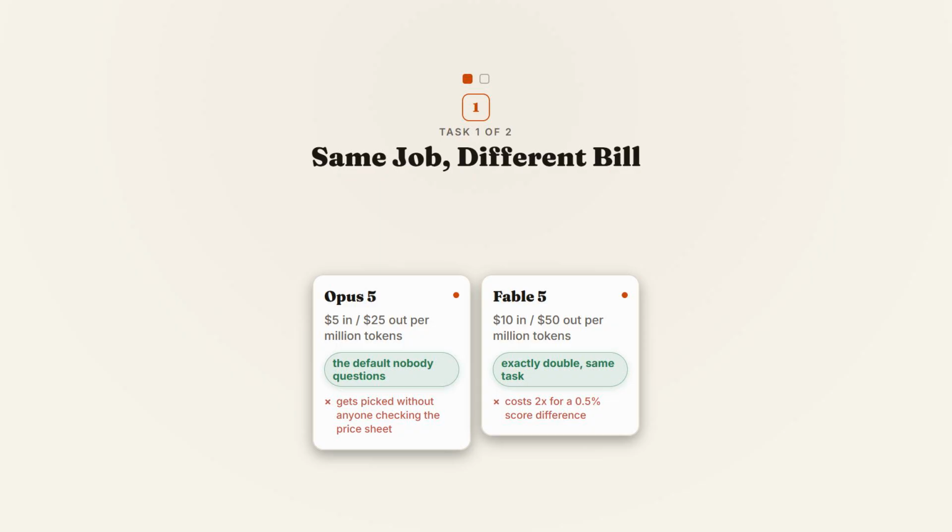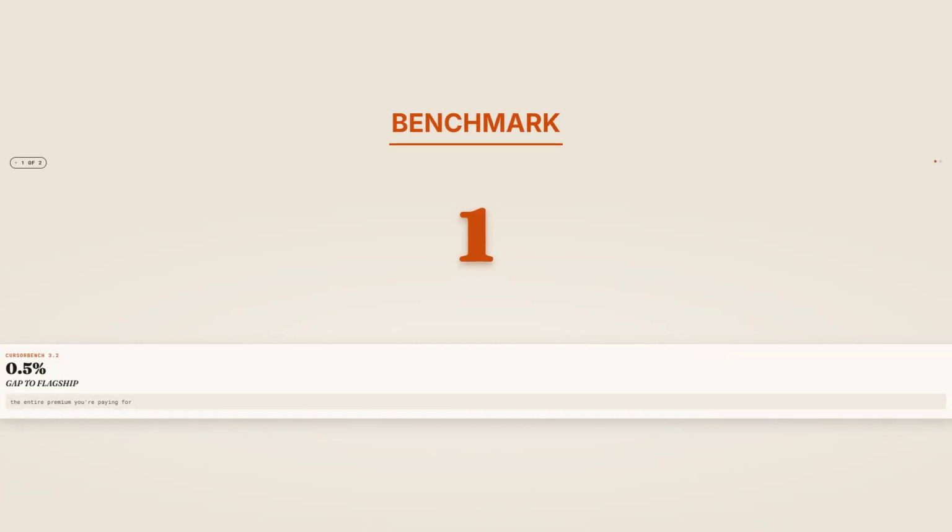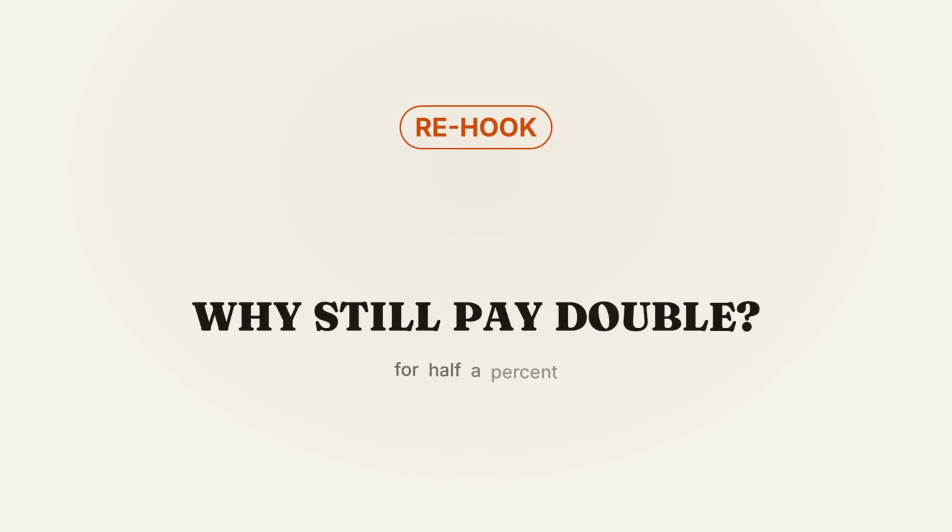Fable 5 costs exactly twice as much, for output most reviewers can't tell apart. On CursorBench 3.2, Opus 5 lands within 0.5% of Fable 5's peak score. 0.5%, that's the whole premium you're funding. So why does almost every IDE still default a brand new project to the expensive tier?